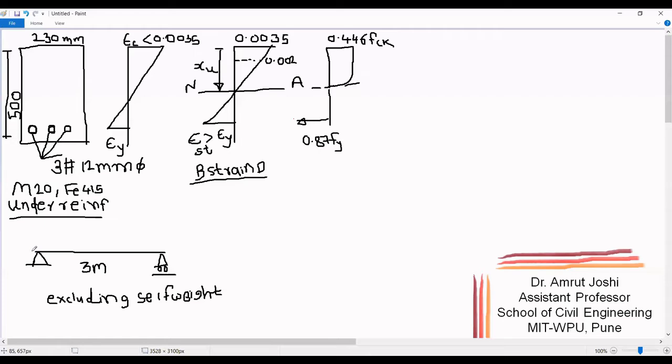If the grade of concrete and steel employed are M20 and Fe415 respectively, find out the external UDL this beam can support over the simply supported span of 3 meter, excluding its self weight. So we need to compute this W. This should not include the self weight.